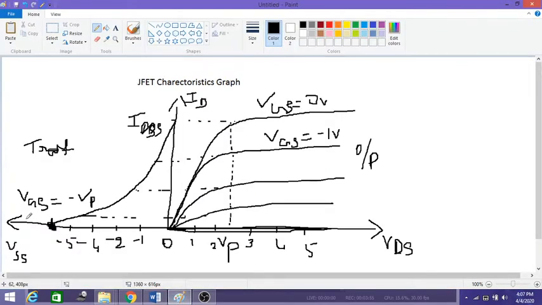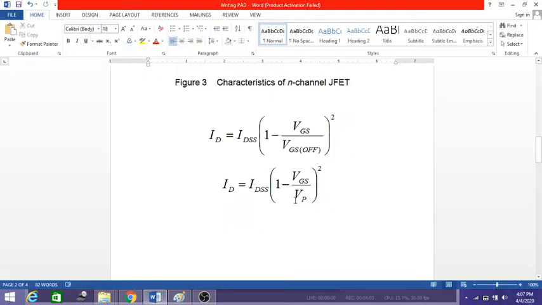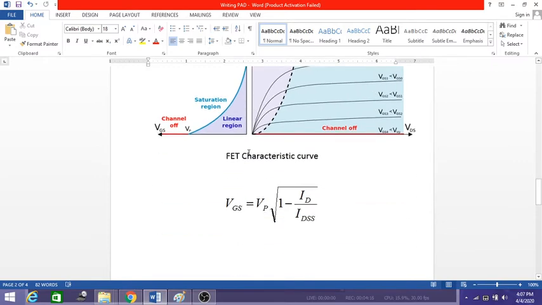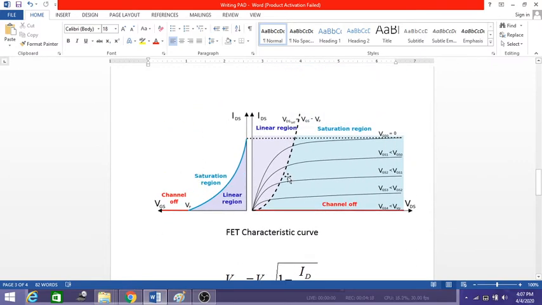As we have all seen, VGS off is equal to minus VP, so VGS off can also be written in the form of VP. So the same equation can be rewritten as ID is equal to IDSS of 1 minus VGS by VP, whole square. Okay, so this equation we call Shockley's equation. So this is the graph which you can see, which we have drawn before. The right hand side is the output characteristic graph, and the left side is the transfer characteristic graph. If you can see this point which is shown here, this is the VP point, so VGS is equal to minus VP.